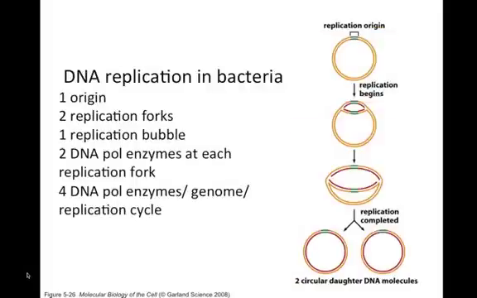Okay. So, DNA replication in bacteria. One origin, two replication forks, one replication bubble, two DNA polymerase enzymes at each replication fork, right? One leading, one lagging, one leading, one lagging. 4 DNA polymerase enzymes per genome per replication cycle. That's how it works out. I know I'm nailing this one in, but I'm guessing people have confusion. Okay, and you end up with 2 circular DNA molecules.